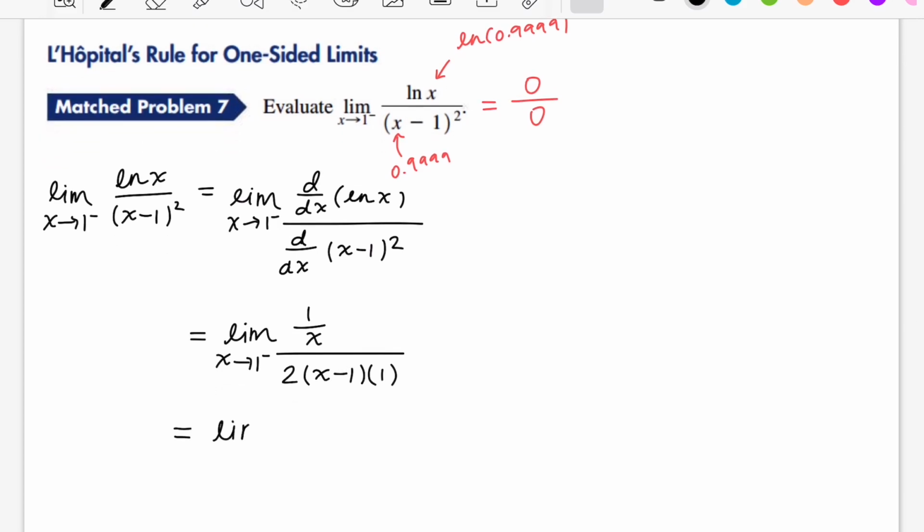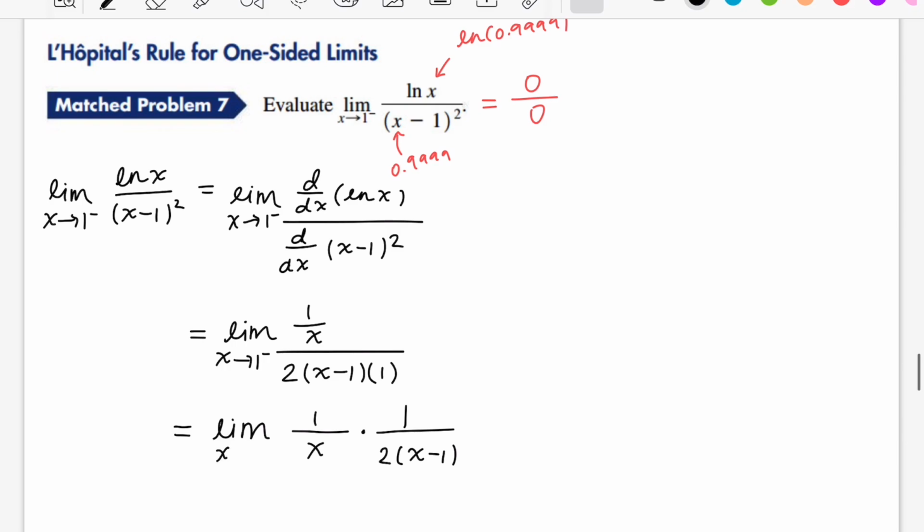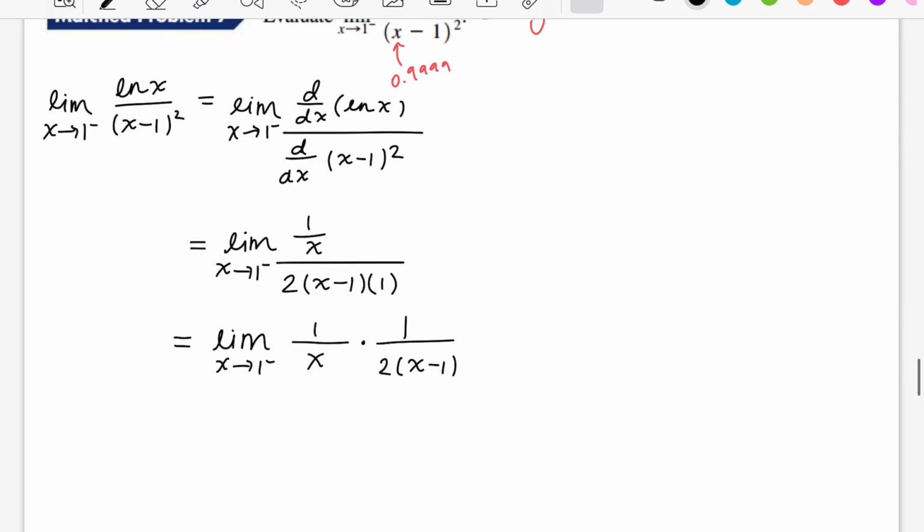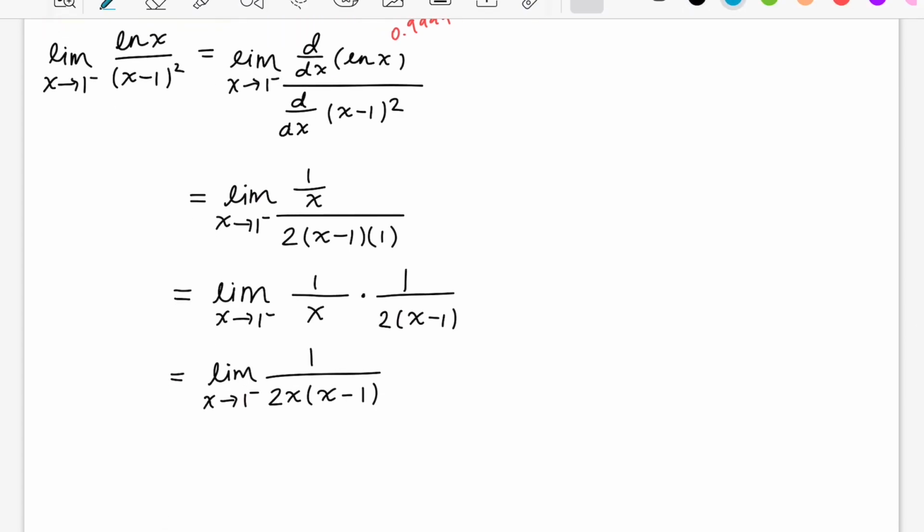Alright, so then simplifying this a little bit, we're going to multiply by the reciprocal. So we're looking at the limit of 1 over 2x times x minus 1 as x approaches 1 from the left. Alright, so remember we're looking at approaching 1 from the left. So we're going to plug in a number super close to 1, but approaching from the left, so like 0.99.